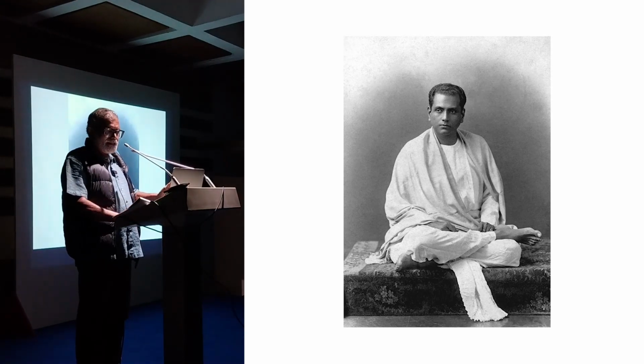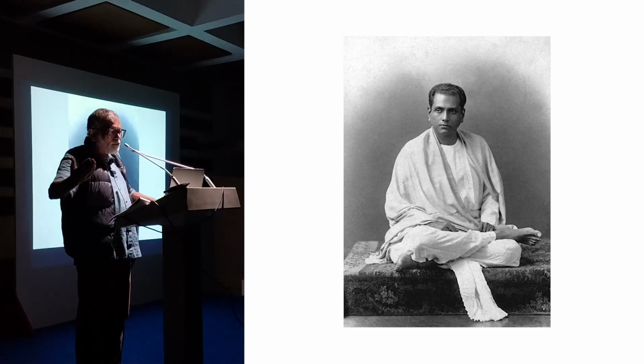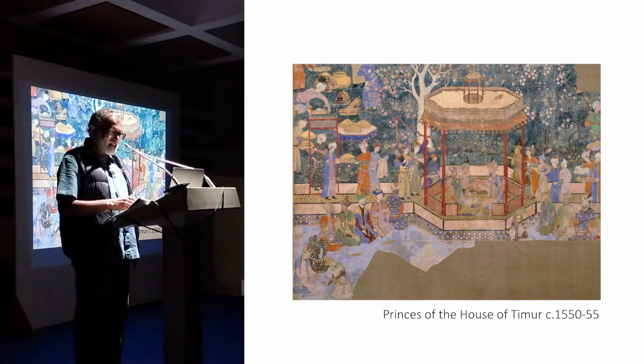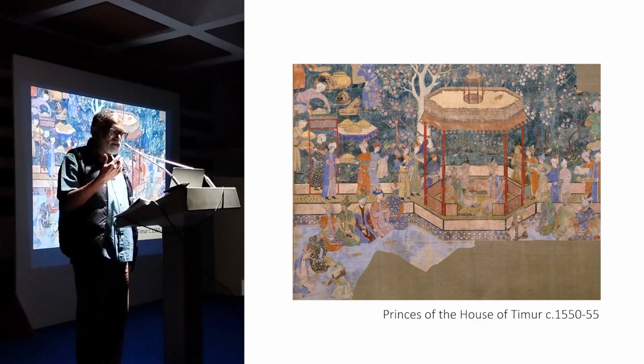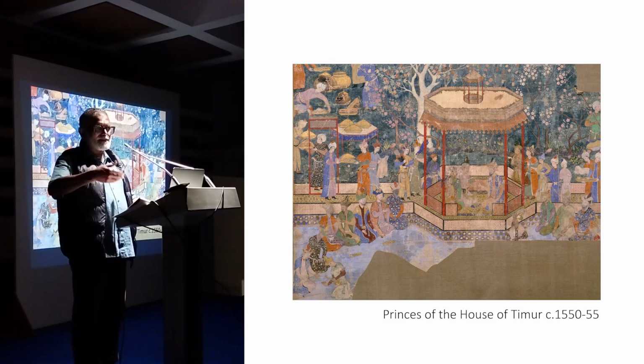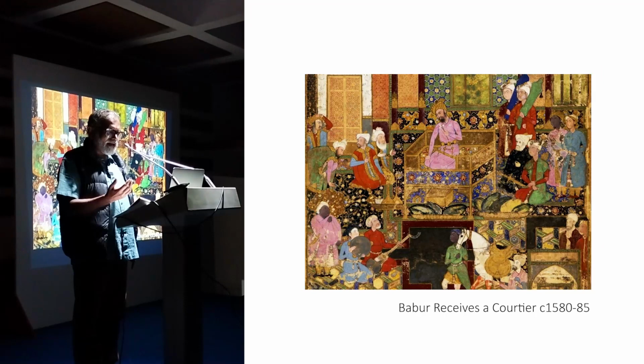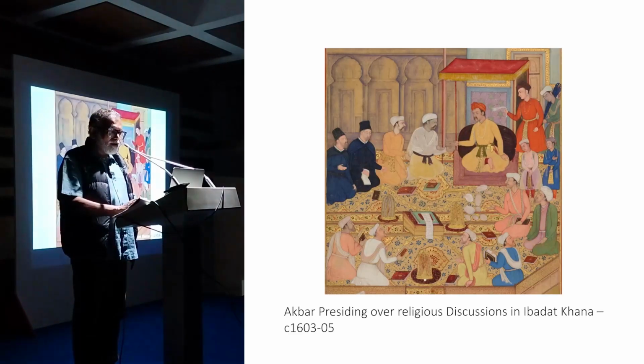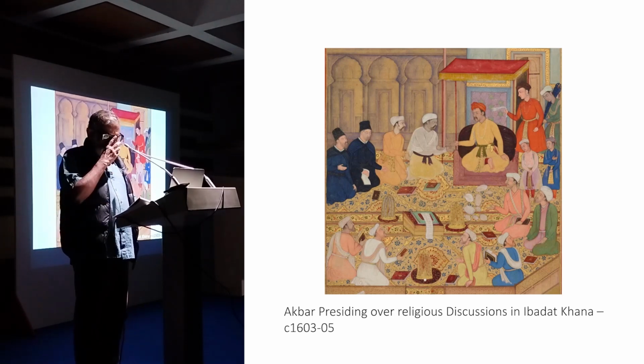And he uses, you might say, a whole series of models for the painting itself, which is supposed to be one of the early Mughal paintings of the princes of the house of Timur. It exists only in fragments, so I'm just showing you a detail where you have Timur at the center and his descendants on the side. And you have similar things, Babur sitting in his court with his courtiers seated around, or Akbar presiding over his religious discussions in Agra.